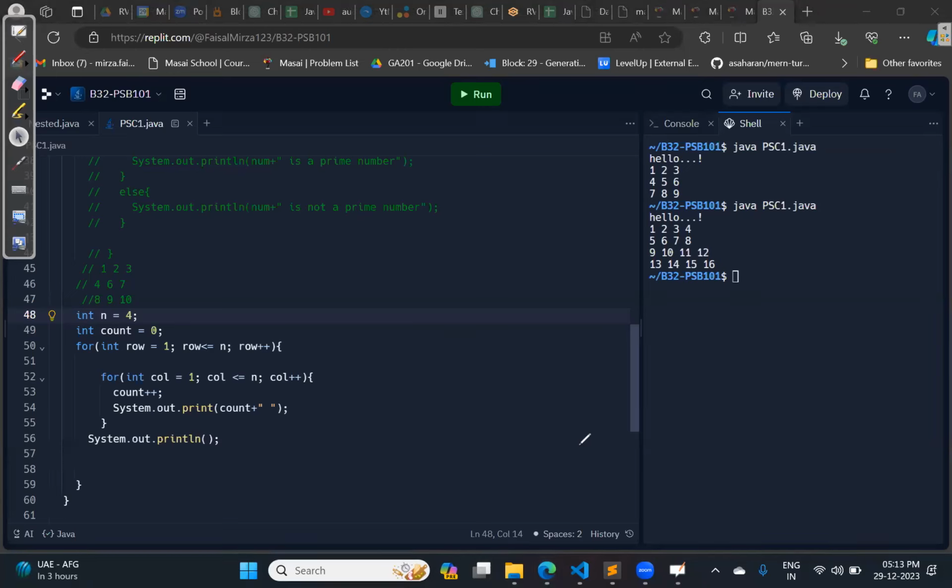Now, what can be the other condition for this? For example, if I want to print the pattern in this way: 4, 3, 2, 1, 4, 3, 2, 1, 4, 3, 2, 1. I want to print this pattern. Was this pattern covered in the morning class? Not covered, right?